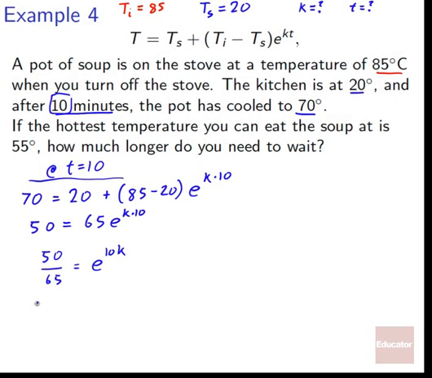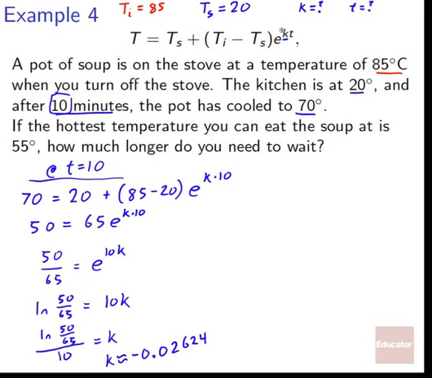Take the natural log of both sides. So we've got natural log of 50 over 65 equals 10k, right? Because the e disappears when we take the natural log of both sides. We divide by 10 on both sides. So we get natural log of 50 over 65 divided by 10 equals k. And that winds up coming out to be k is approximately equal to negative 0.02624.